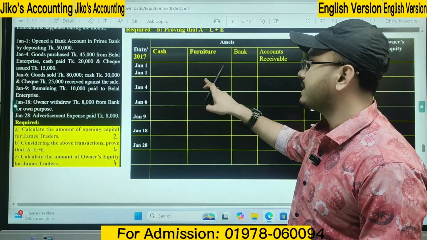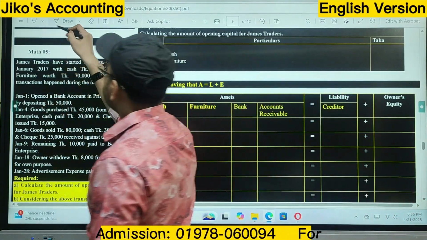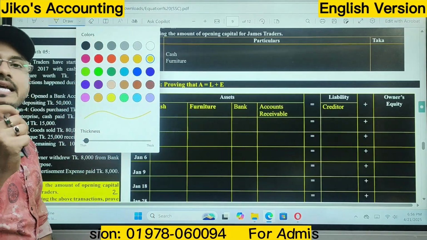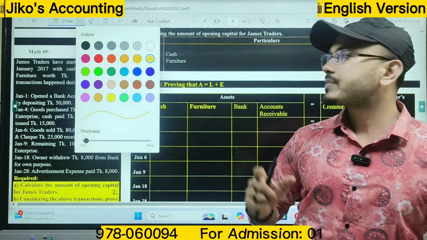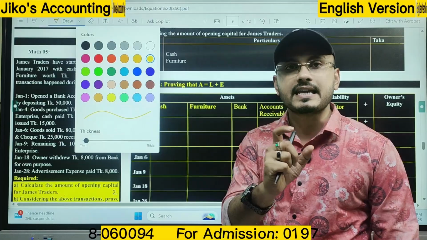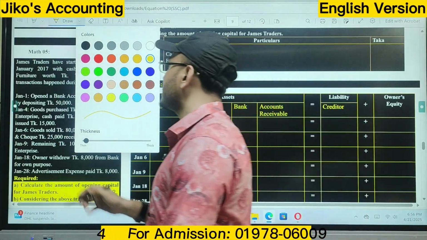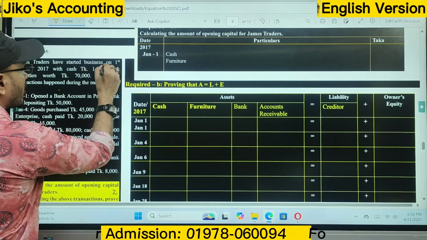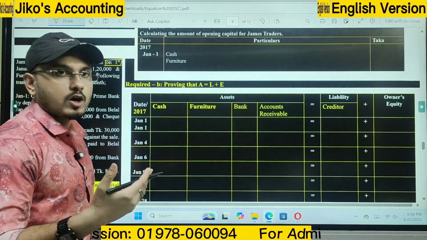How can you identify that it is the opening capital? Opening capital always indicates the beginning month and the beginning date of the transactions. How? You can see here, James Traders have started business on first. Basically, what do you mean by beginning or opening capital?